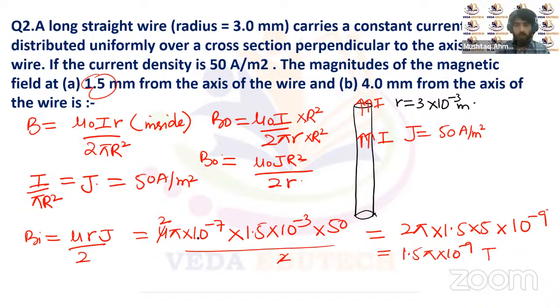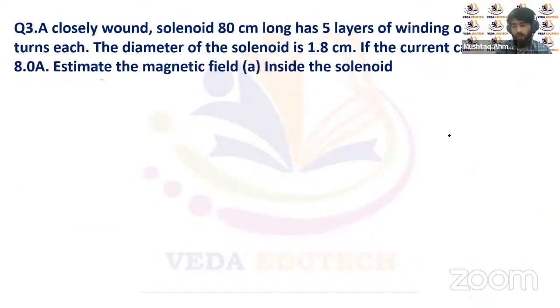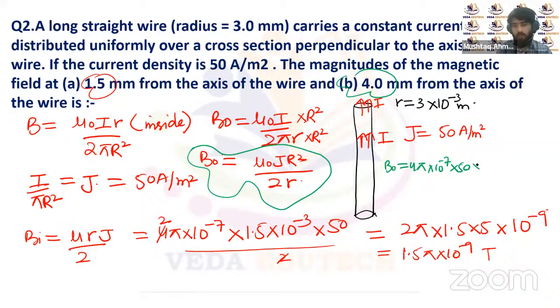Now, similarly, if we have to find the magnetic field at a distance of 4 mm, this point will actually lie outside the cylinder. And we know that outside this cylinder, the magnetic field is given by this equation, B will be equal to mu naught, that's 4 pi into 10 to the power minus 7, multiplied by the current density 50, multiplied by R, the radius of this cylinder, that's 3 mm.